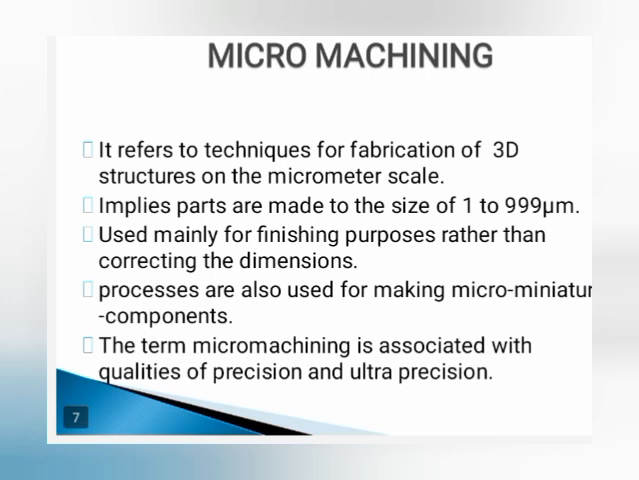Now we are in micromachining. It refers to the techniques for fabrication of 3D structures on the micrometer scale. It implies parts are made to a size of 1 to 999 micrometers and used mainly for finishing purposes rather than correcting the dimensions. The processes are also used for making micro miniature components. The term micromachining is associated with the qualities of precision and ultra precision.